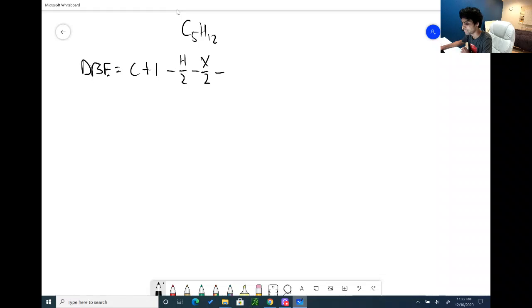plus the number of nitrogens. Since there's 0, there's 0. However, this will equal 6 minus 12 over 2. That'll give you 0. And with this, you can infer that there are no double bonds or rings. So we're only dealing with alkanes.